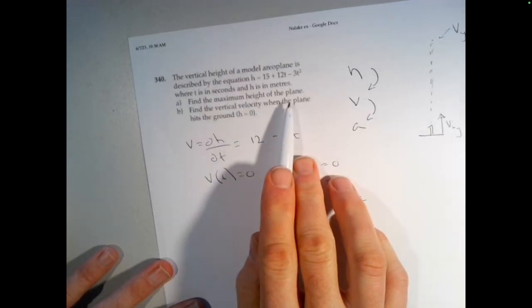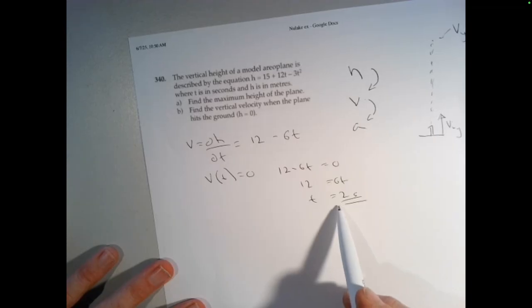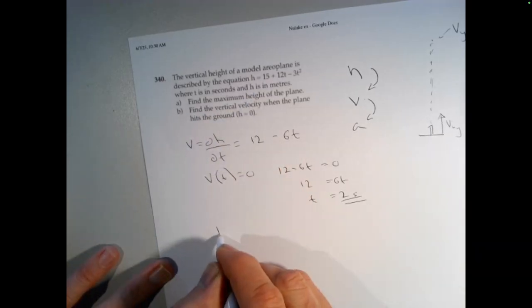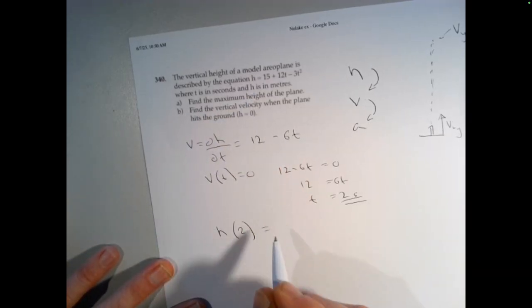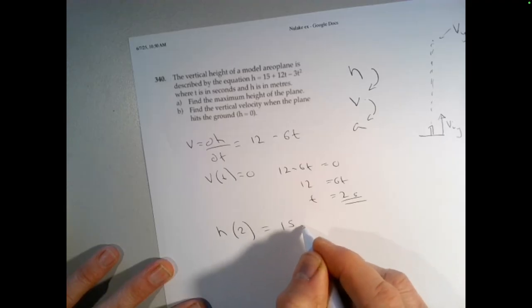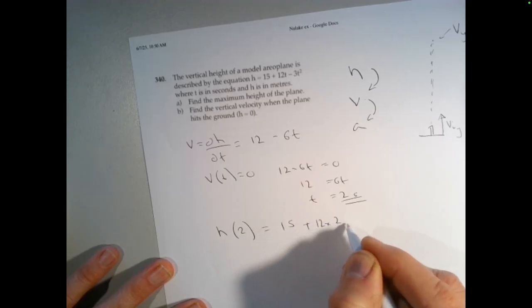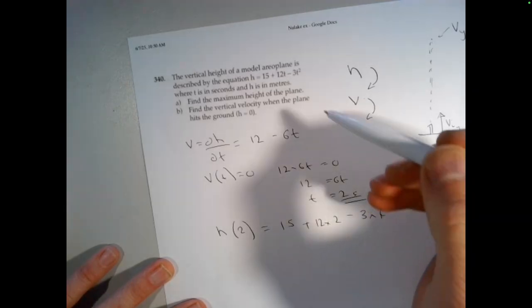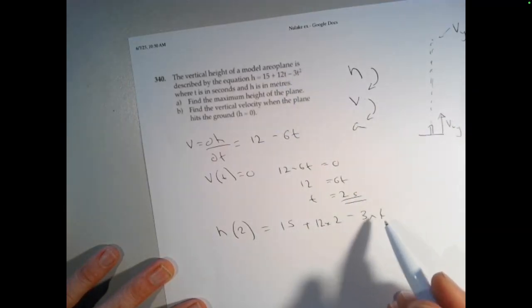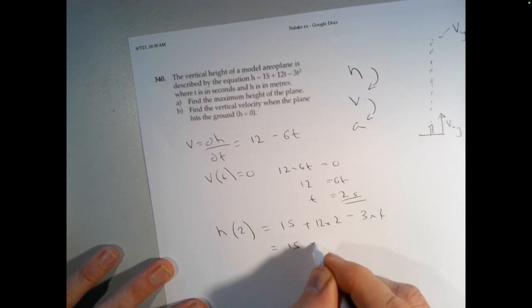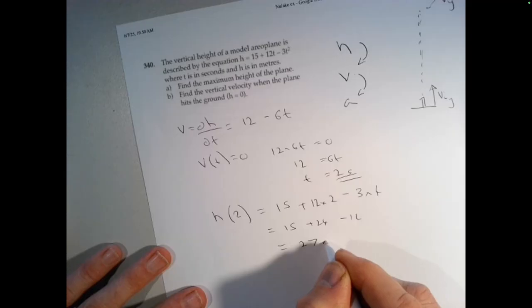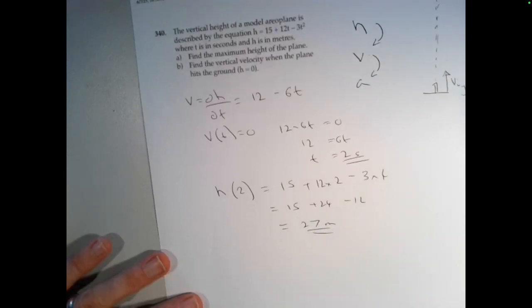So just answer the first question. Find the maximum height of the plane. Oh, no, we haven't. We found the time when it's going to happen. So once we've got the time, we're going to put that back into the original expression. So h of 2 equals 15 plus 12 times 2 minus 3 times 4, because 2 squared is 4, so that's going to get minus 12. We're looking at 15 plus 24 minus 12 equals 27 meters altitude.